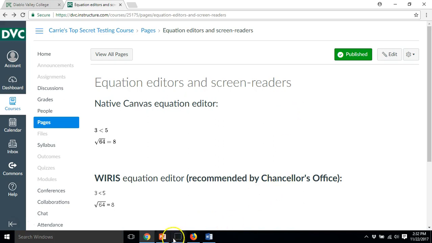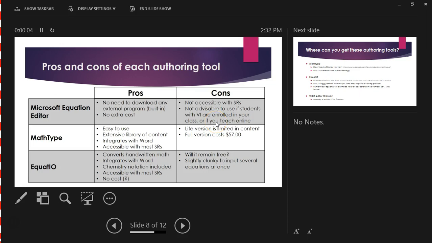So let me go back to the PowerPoint. Okay, so here's a matrix I made of pros and cons of each authoring tool. For the Microsoft Equation Editor, a pro would be you don't need to download anything because it comes with it. It's no extra cost. But the con, obviously, is that it's not accessible with most screen readers. So it's not advisable to use Equation Editor if someone with a visual impairment is enrolled in your class, or if you teach online.